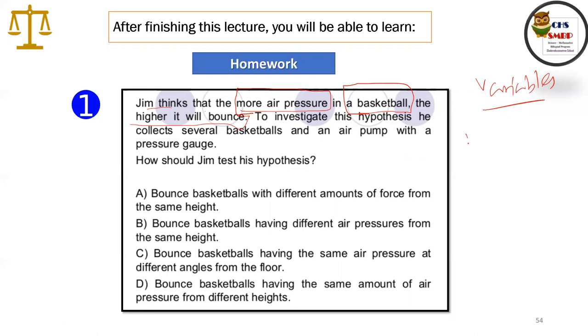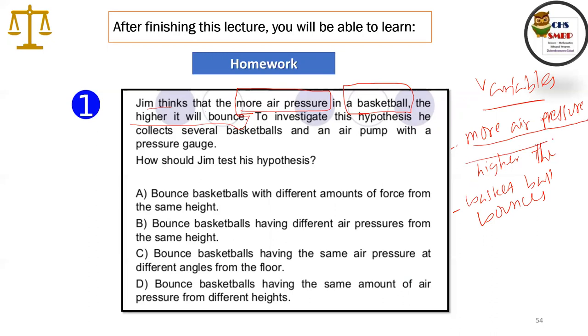So the first one is more air pressure, then we have the higher the basketball bounces, right? So we have 2 types of variables, more air pressure and the higher basketball bounces. Now, what do you think? Which one is a changing variable and which one is resulting or responding variable?